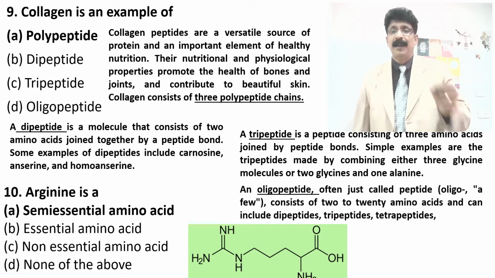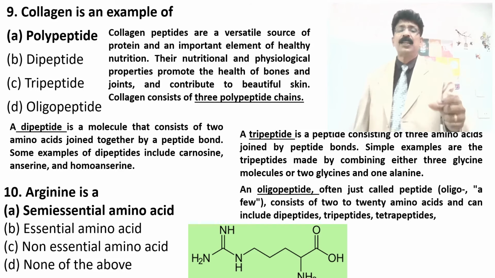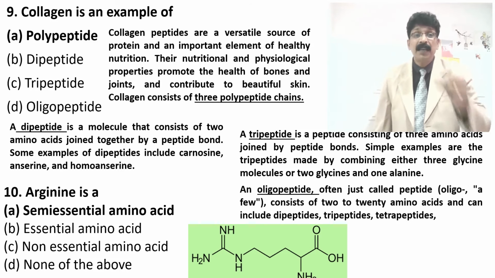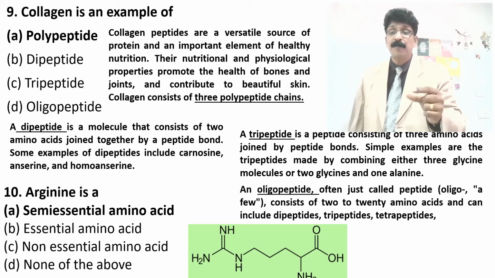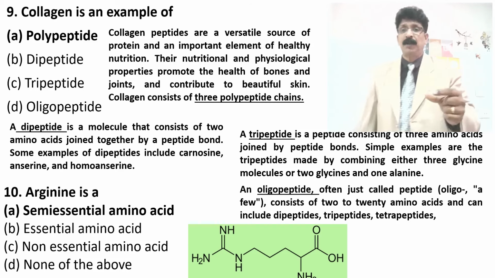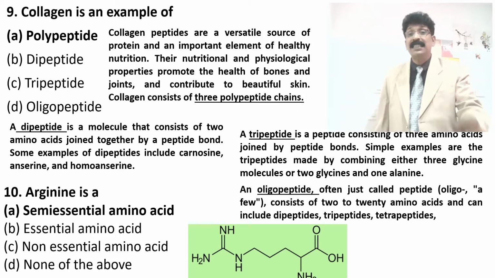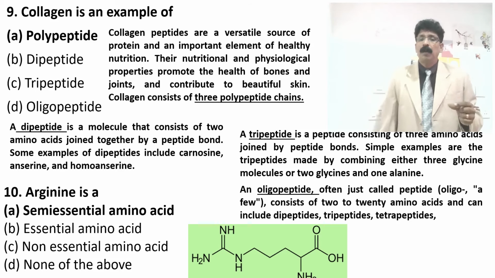The answer may be given in different forms. The student should understand very clearly what is essential amino acid, what is semi-essential amino acid, what is non-essential amino acid, and also which amino acid is dispensable and which is indispensable. Dispensable means unimportant, indispensable means very important. So these types of things we can have a discussion on in the question.